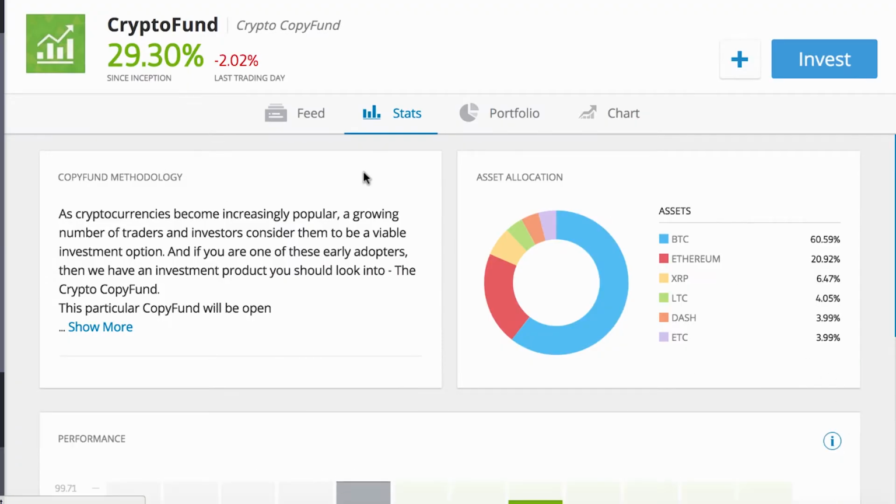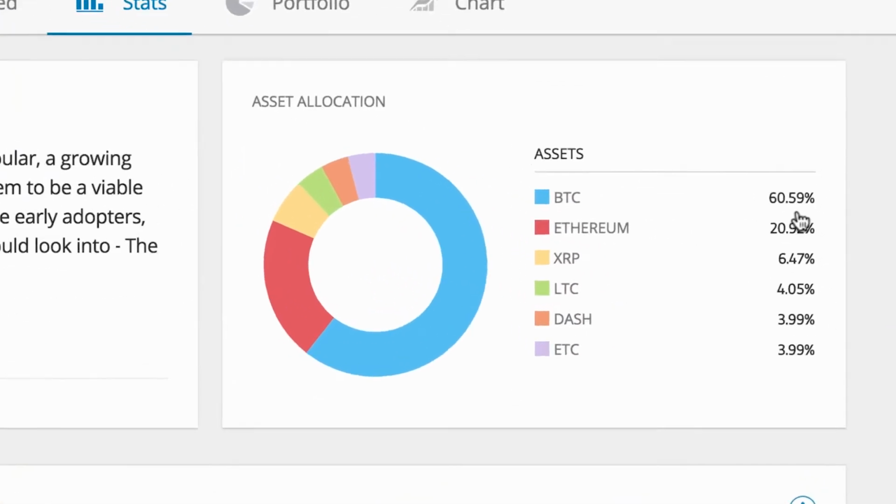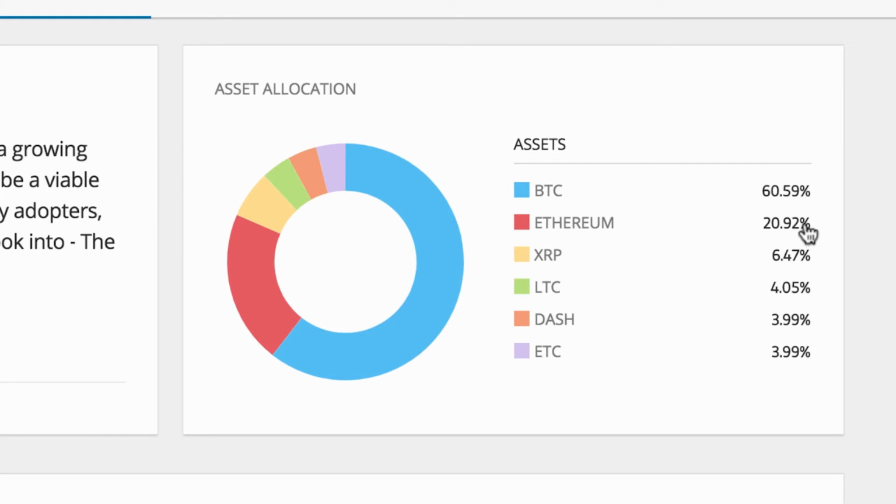In the crypto fund, again, as cryptocurrencies become increasingly popular, a growing number of traders and investors consider them to be viable investment options. What they've done here's the asset allocation. Again, they've only got 6 available for trading so far on eToro. But look, Bitcoin makes up 60.59%, Ethereum 20.92%, Ripple 6.47%, Litecoin 4.05%, Dash 3.99%, Ethereum Classic 3.99%. So what they're trying to do is spread your bets.